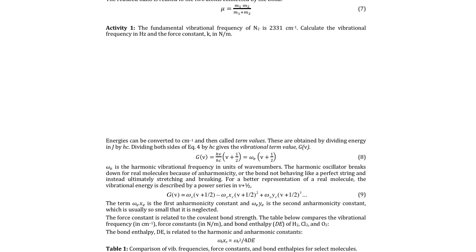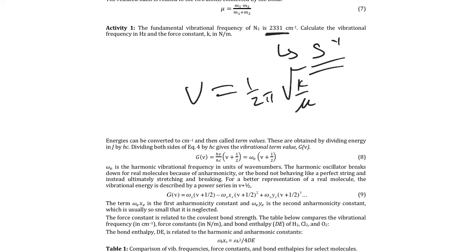And so then the first part of the experiment is going through N2, calculating the vibrational frequency in hertz and the force constant k in newtons per meter. For N2, you're given the fundamental frequency in wave numbers. So what we have to do is come up with a relationship between the inverted wavelength unit for the vibrational frequency, convert this over to an inverse second, so a true frequency unit, and then you can use the relationship between nu and 1 over 2 pi times the square root of k over the reduced mass.